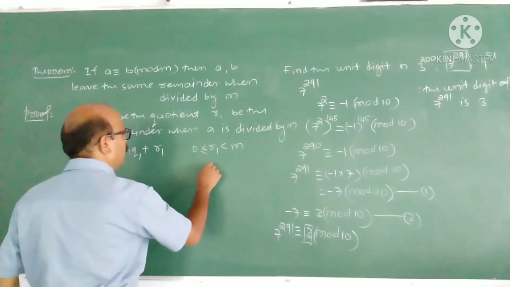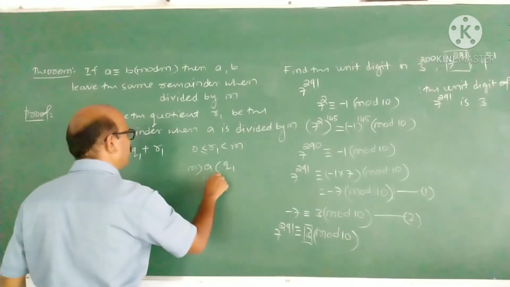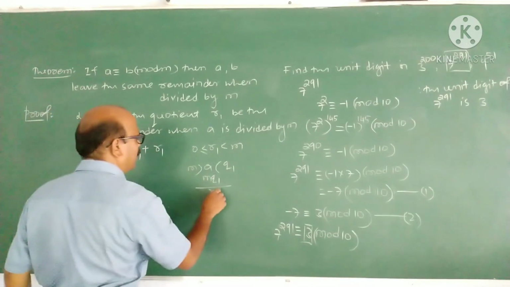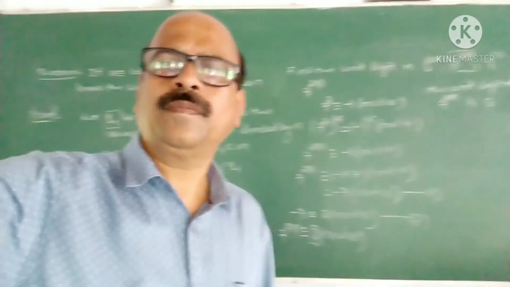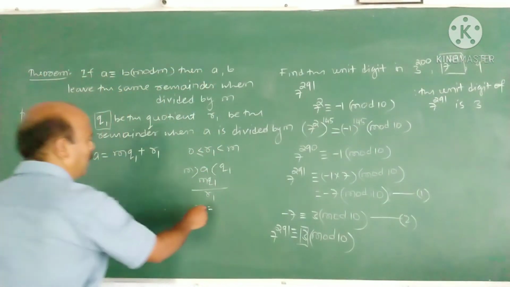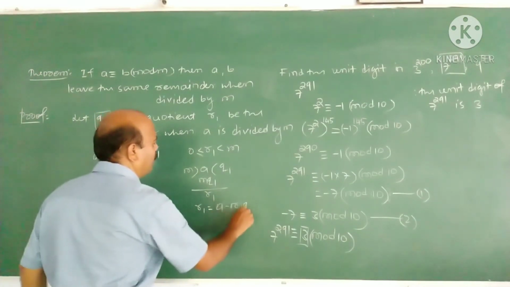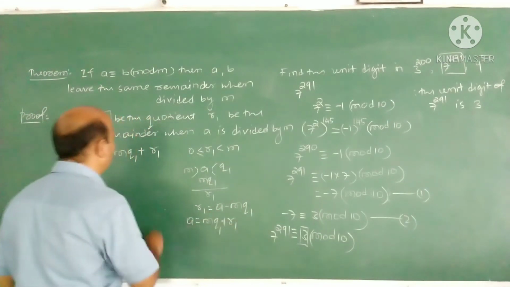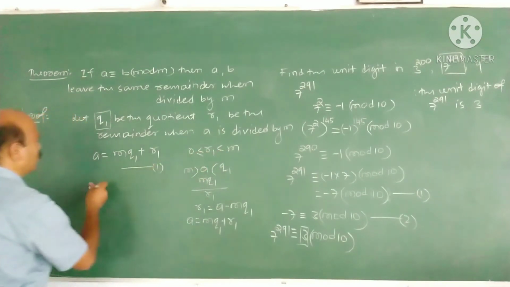How to write this? We have divided A by M and taken Q1 as the quotient. So it is M Q1. Q1 is the quotient, R1 is the remainder. What is R1? R1 is A minus M Q1, or A is equal to M into Q1 plus R1. Take this as 1. R1 is less than M and greater than or equal to 0.